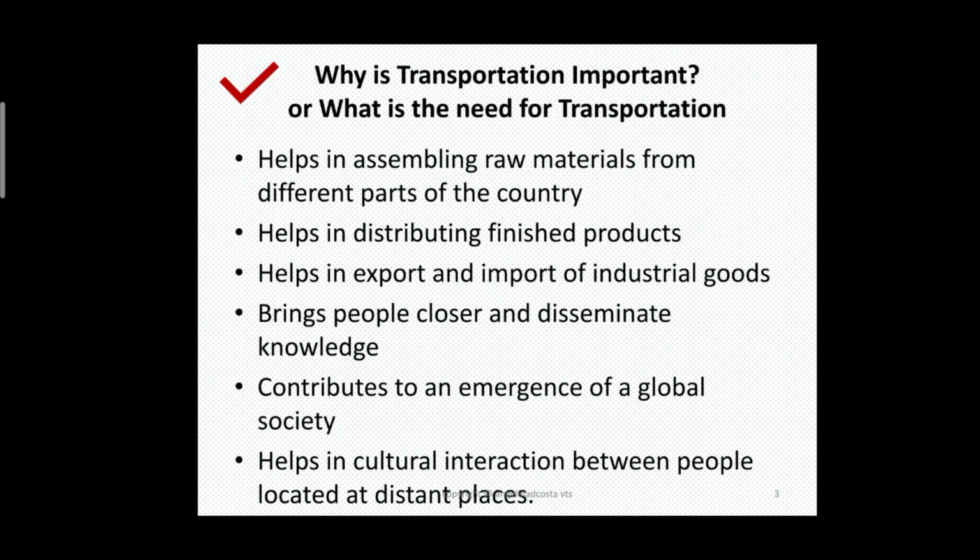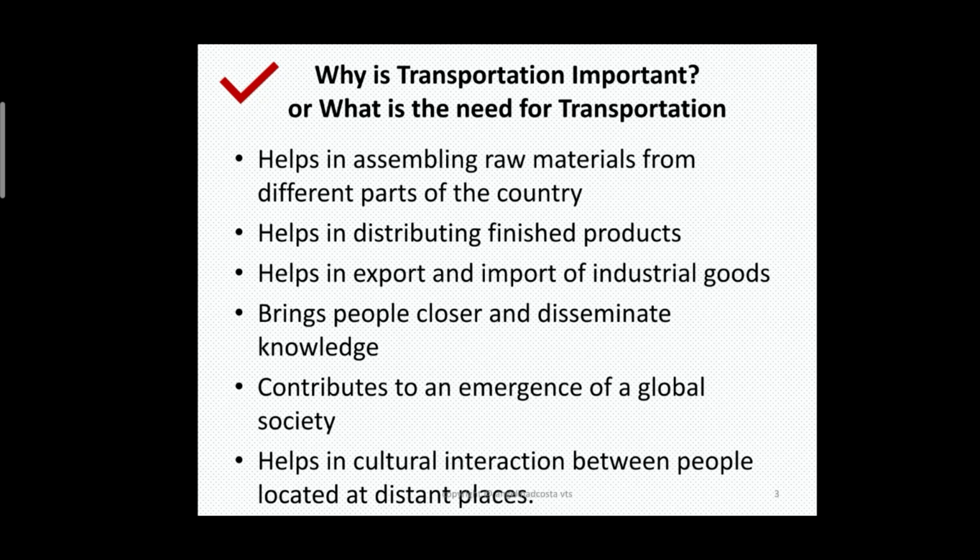So we need transportation. First, it helps in assembling raw materials from different parts of the country, helps in distributing finished products, helps in export and import of industrial goods, brings people closer and disseminates knowledge, contributes to an emergence of a global society, and helps in cultural interaction between people located at distant places.